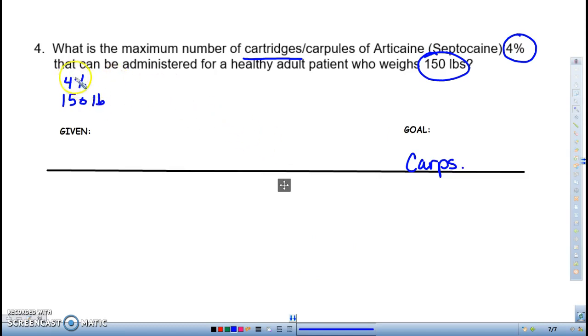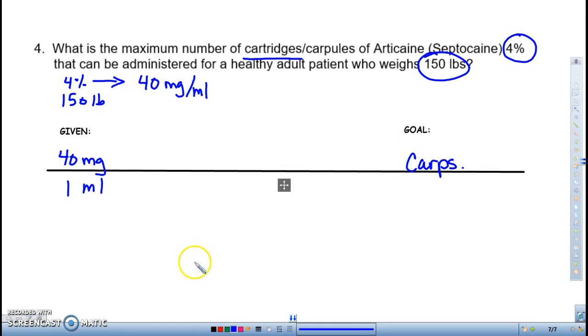So I just kind of always start right here. That 4% becomes what? Multiply by 10 and you get 40. And what's the units on that? Yeah, that's milligrams per milliliter. Or 40 milligrams of drug per 1 milliliter. So I'm just going to go ahead and put that on my line here. That's one of my givens. 40 milligrams per 1 milliliter of solution.